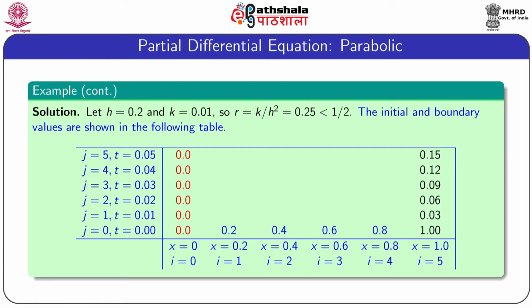So, this diagram represents the boundary conditions and the initial conditions for the given problem. The red column represents the left boundary conditions and the right column represents the right boundary values, and the first row within the table represents the initial values of the variable u for different values of x and t equal to 0.